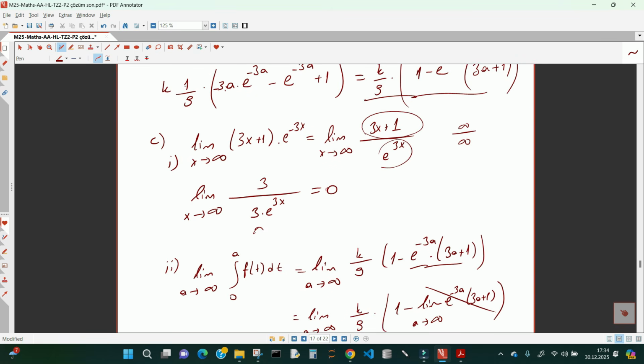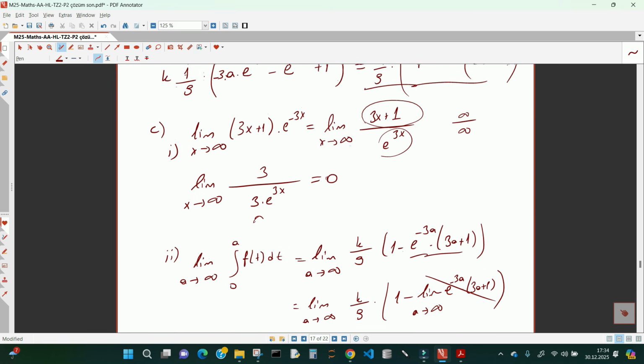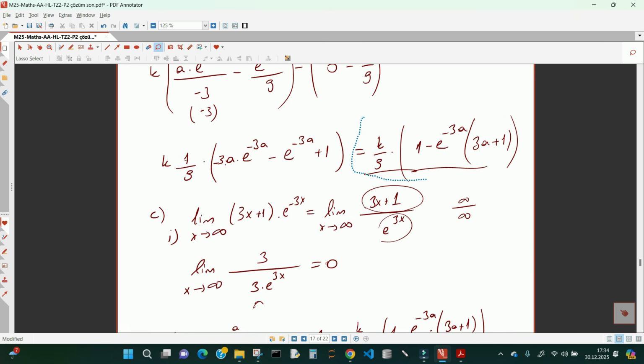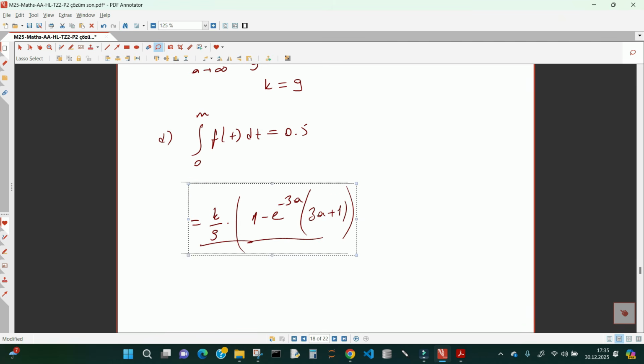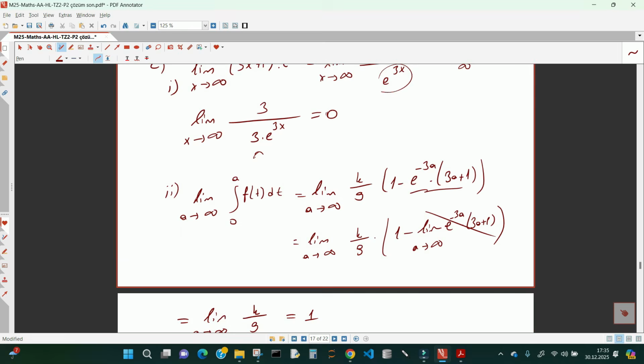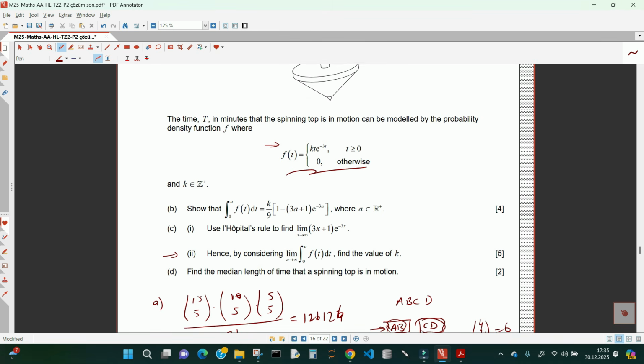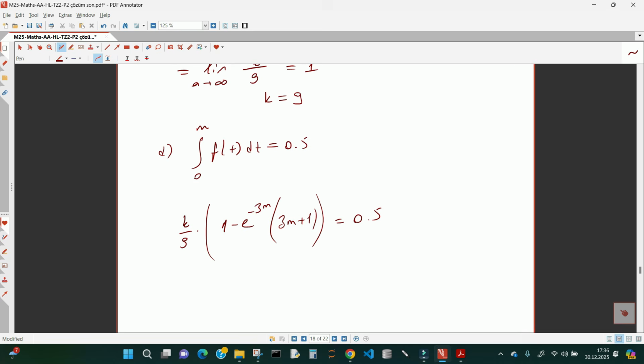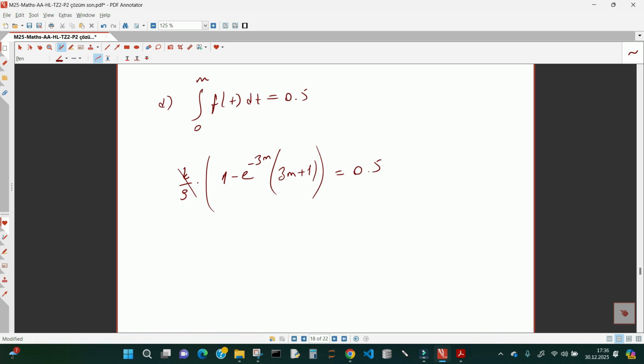We know the integral of this function. We found it before in here. We can copy this in here. So you will just write m in here instead of a, and it will be equal to half. We found k also because k is 9, so we can also cancel this. In this case, e to the power of 3m times 3m plus 1 will be equal to 0.5.